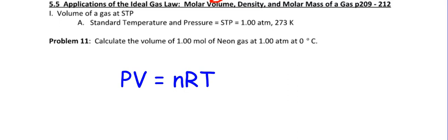This is the applications of the ideal gas law, molar volume, density, and molar mass of a gas. Probably most of you in your first year chemistry courses have talked about PV=nRT, the ideal gas law that we covered in section 5.4. I'm guessing everyone has done molar volume too. I am not sure, however, if your first year chemistry course talked about density and molar mass of a gas. So this might be some new material for you in this section. So let's start off and talk about this molar volume.